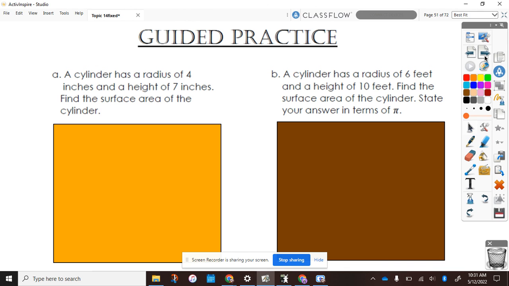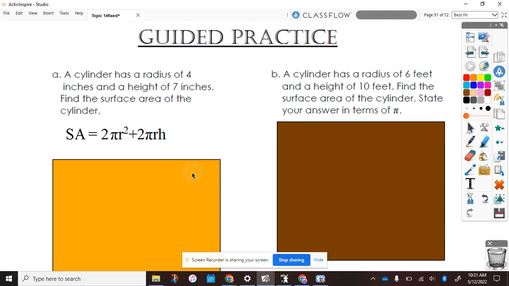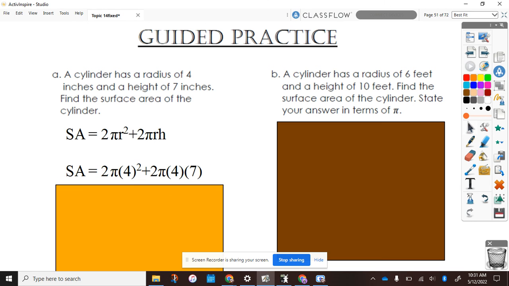We've got these two problems and we'll call it a day. Okay, a cylinder has a radius of 4 and a height of 7. Find the surface area. All right, we're going to use that formula. 2 pi r squared plus 2 pi rh. Plug in your r, plug in your h. We got 4 squared in the first piece.